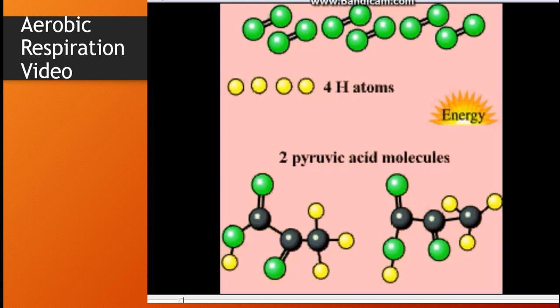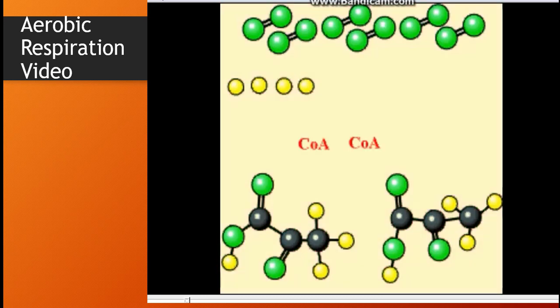Alright, let's move on to the next step of the process. The next step is called the formation of acetyl coenzyme A, and I'm going to color the background of the animation yellow during this step. Notice we still have 6 oxygen molecules up at the top. That's because they haven't been used yet. We have 4 hydrogen atoms from glycolysis, and we also have 2 new things, 2 coenzyme A's.